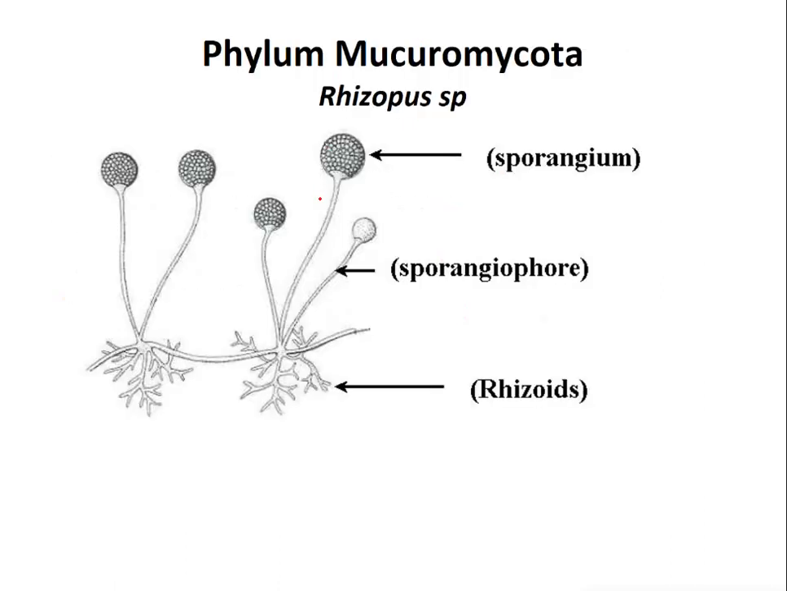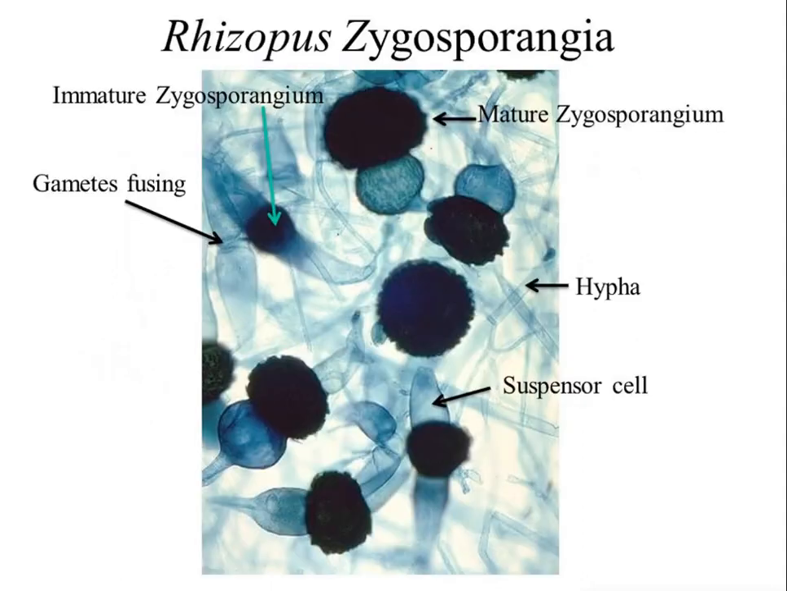So again, this is the picture of the tips of upright hyphae where it has sporangium containing hundreds of spores. And this is the zygosporangium that contains the zygote in the sexual reproduction. That is the first phylum, Phylum Mucoromycota, and the example is Rhizopus stolonifer, the black bread mold. Now let's go to Phylum Ascomycota.